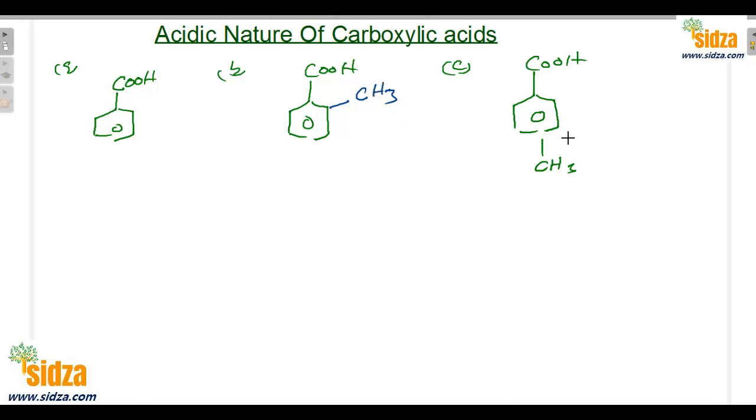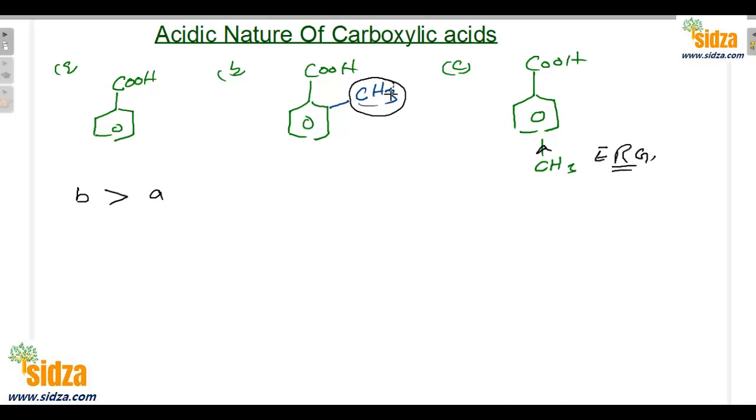As you can see here, you have a methyl group at the ortho position, so because of more repulsion, B will be the most acidic among all three. B is most acidic, so the order will be: B is more acidic than A, and A is more acidic than C. Why? Because it is an electron releasing group.